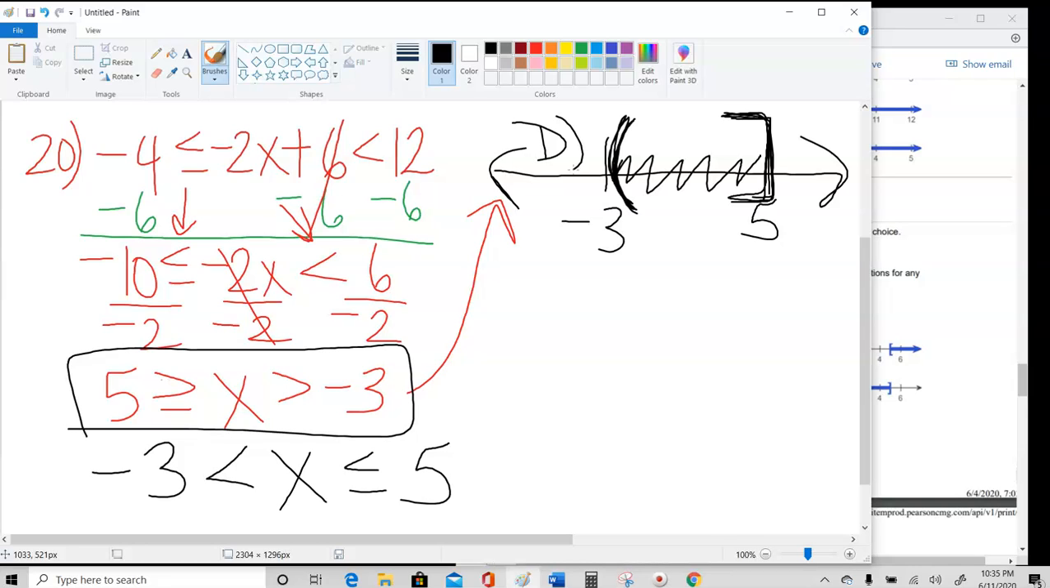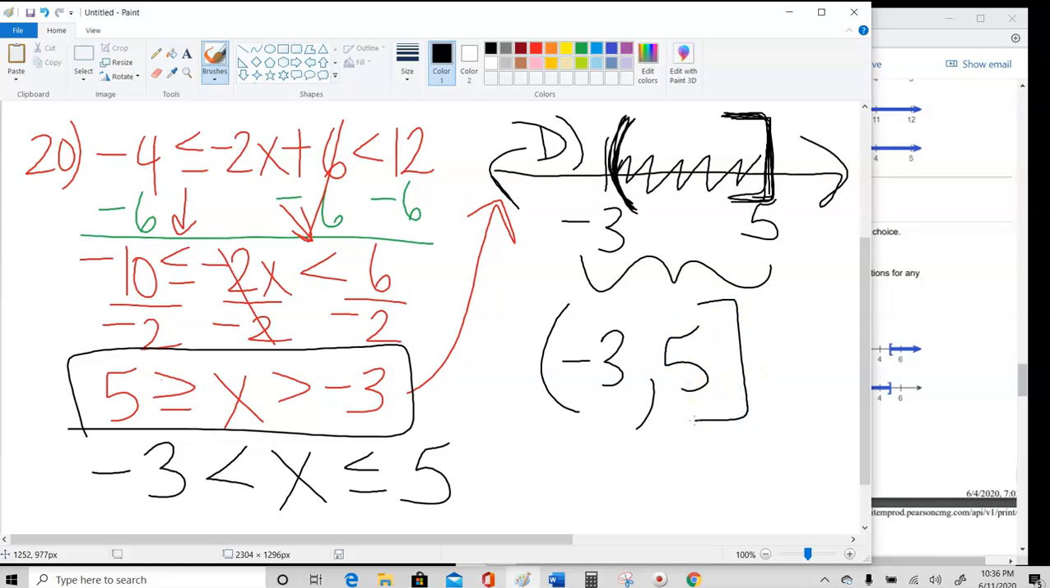And to get our answer in interval notation, whatever's on your graph for this problem, you just bring it down like it is. Same order with the numbers, and same parentheses and brackets.